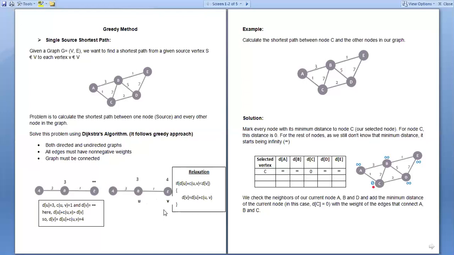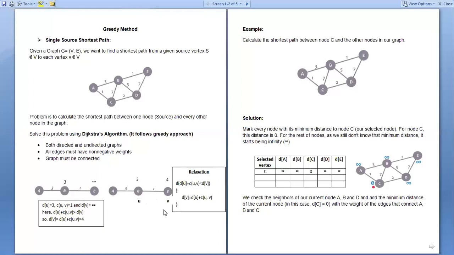At first, mark every node with its minimum distance to node C, the source vertex. For node C the distance is 0, obviously, because from C to C the value is 0. For the rest of the nodes, as we still don't know the minimum distance, we begin with infinity. So C is 0 and the other vertices are treated as infinity in the initial stage.